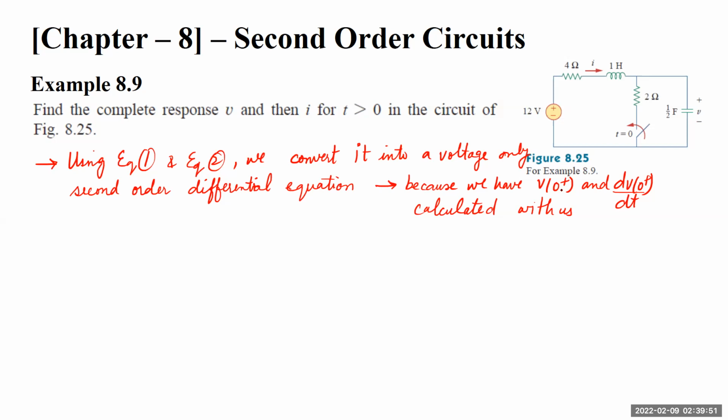If we had I0 positive and di by dt at 0 positive with us, we would have converted these two equations into a current-only differential equation.